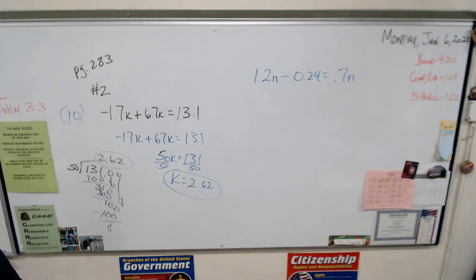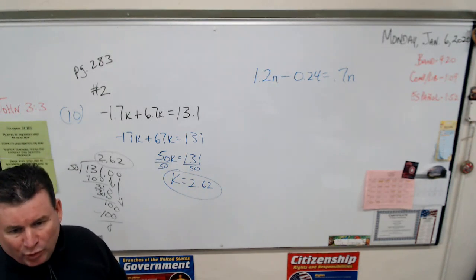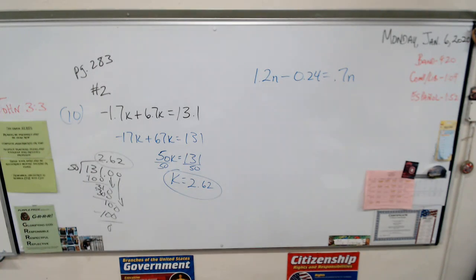If the first thing I want to do is get rid of the decimals, what am I going to multiply everything by? Be careful. 100. Who thinks I'm going to multiply everything by 100? Who thinks I should only multiply everything by 10?